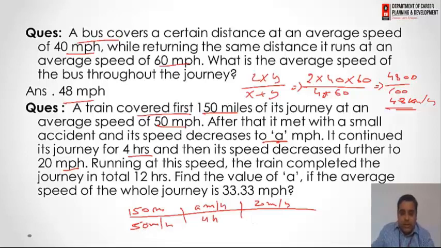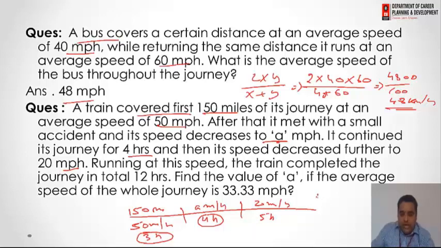As I said, the total journey takes 12 hours. 150 miles at 50 miles per hour means the first part of the journey takes 3 hours to complete, the second is 4 hours, and as we know the total journey takes 12 hours, then the last part is 5 hours.